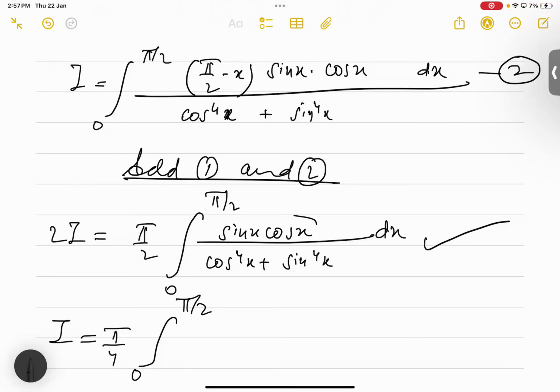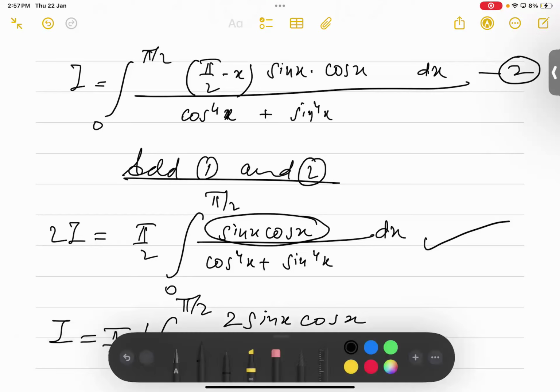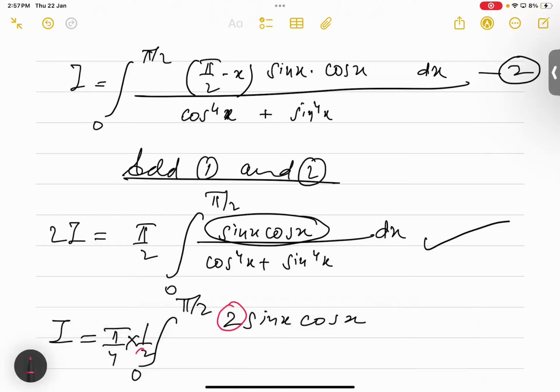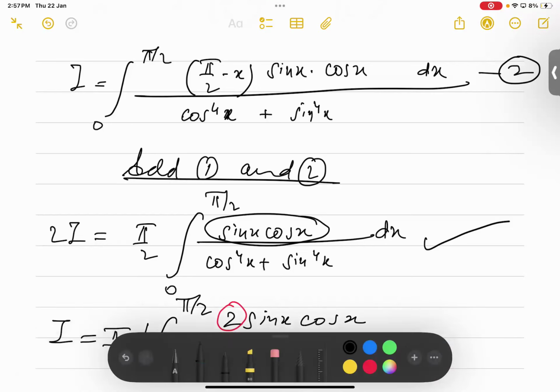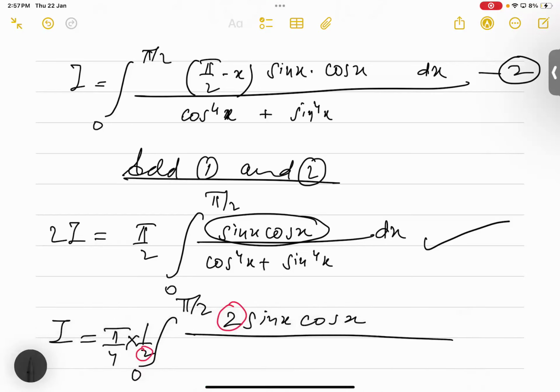Okay. I'm writing sin x cos x as 2 sin x cos x, and I'll multiply by half. What did I do? Multiplied by 2, divided by 2. It was not required, but let's do it. Cos square x the whole square, sin square x the whole square.